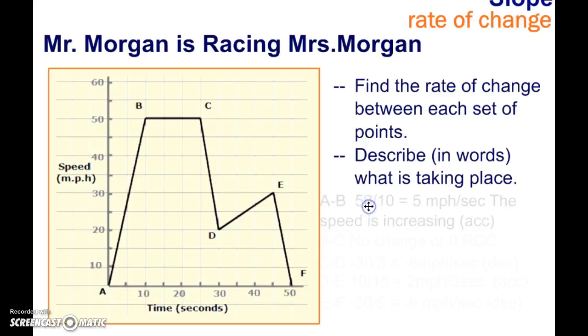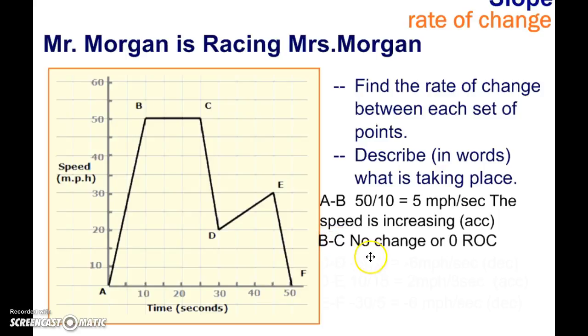Okay, in the first section, A to B is 50 to 10 or 5 miles per second. The speed is increasing. In the next section, B to C, there's no change. The rate of change is 0. They are going at a constant speed at this point. When we look at C to D, they must be braking or decelerating. Maybe there's a curve. So from C to D gets negative 30 in 5, so it's negative 6 miles per second.